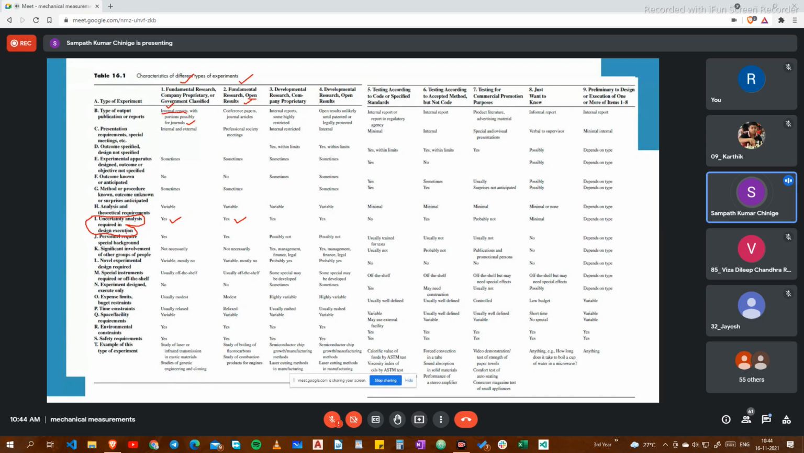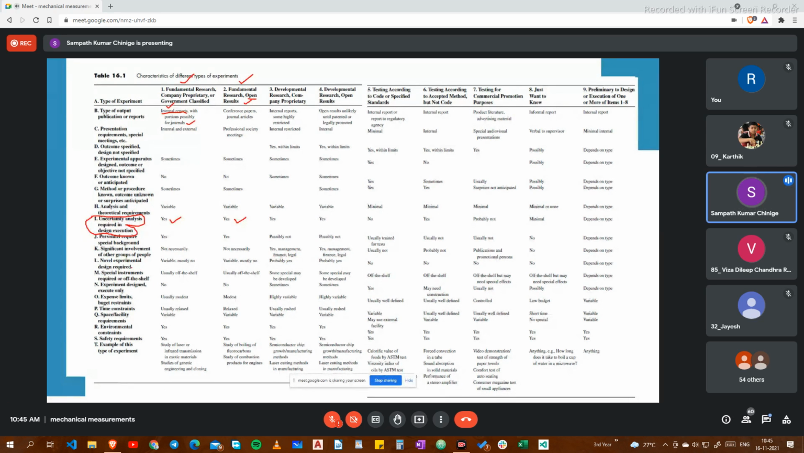Uncertainty analysis, as I said, is a must. And personnel requiring a special background: may or may not. It's not a hard and fast rule that an expert should be there. As I told, any average engineer can carry this out. Significant involvement of other groups or people: it depends, because you have the developer output and then you have finance, legal, budget, and then legal rights. How do you patent that and all? So you need other groups of people also to be involved.